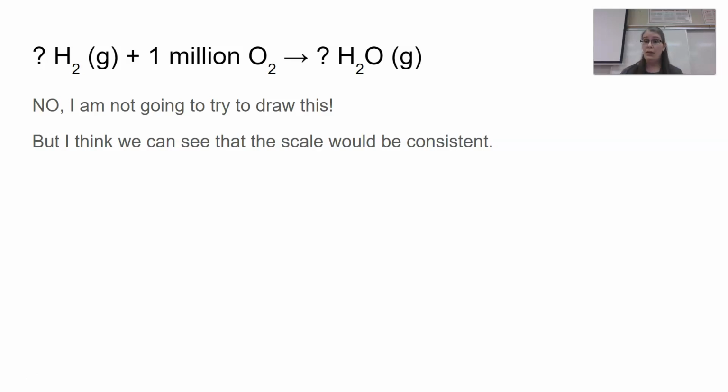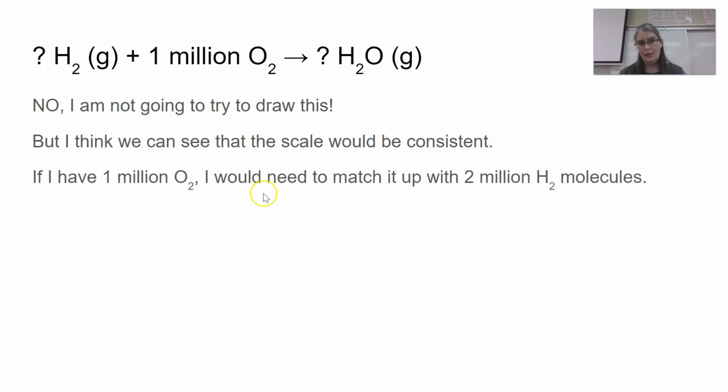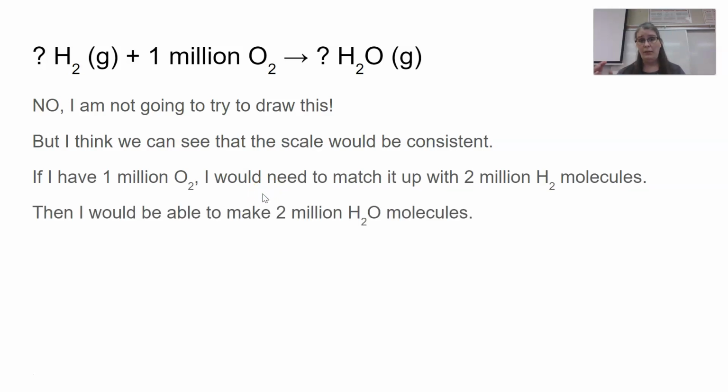If I have 1,000,000 O2s, then I have 2,000,000 oxygen atoms. And each one of those oxygen atoms would match up with an H2 molecule. So I would need 2,000,000 H2 molecules. And if I had all of that, I could make 2,000,000 H2O molecules. That scale, that 2 to 1 to 2, keeps happening.